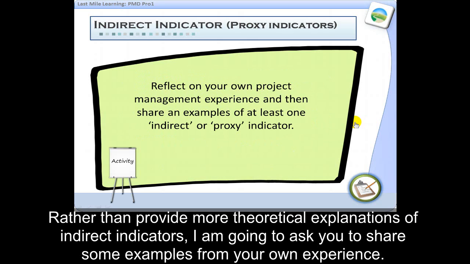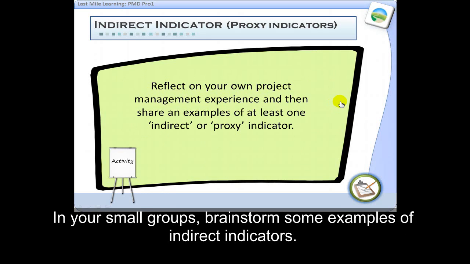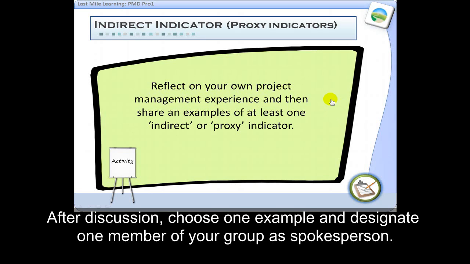Rather than provide a more theoretical explanation of indirect indicators, I found that it's better to have you think about examples from your own experience. Brainstorm some examples of indirect indicators that you've heard about or used.